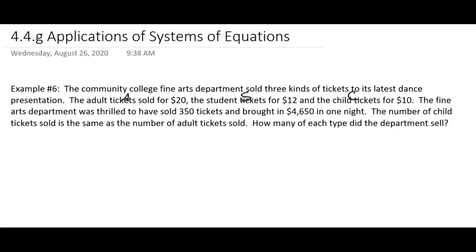So when I say A is the adult tickets, I'm talking about the number of adult tickets sold. So A plus S, the number of student tickets sold, plus the number of children tickets sold is 350. So that's an equation right there. You see the 3 variables. I didn't use X, Y, and Z. You could. I just used A, S, and C for adult, student, and child.